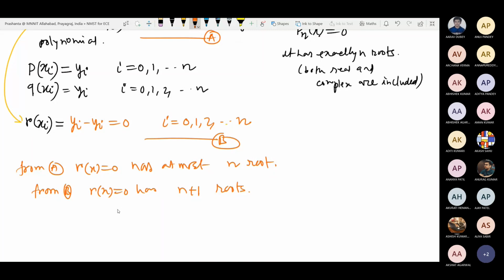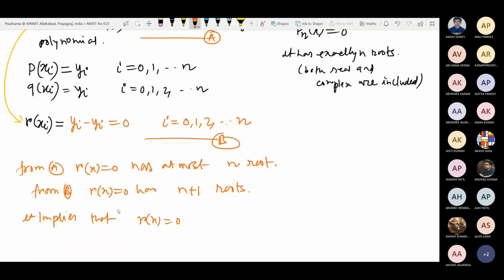So for what kind of R of x will both the statements be true? Identity. What kind of identity? What is R of x? Tell me in terms of polynomial. R of x is a polynomial. For what kind of polynomial will both statements A and B be true? R of x equals 0. If R of x equals 0, then both are valid. So it implies that R of x equals 0.